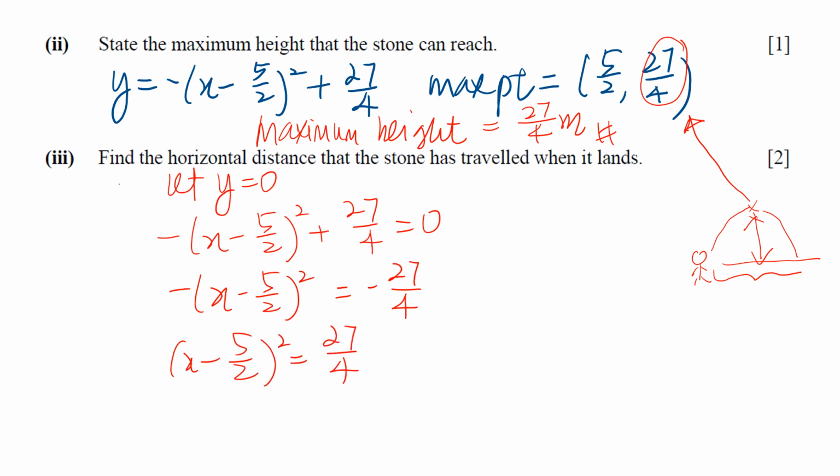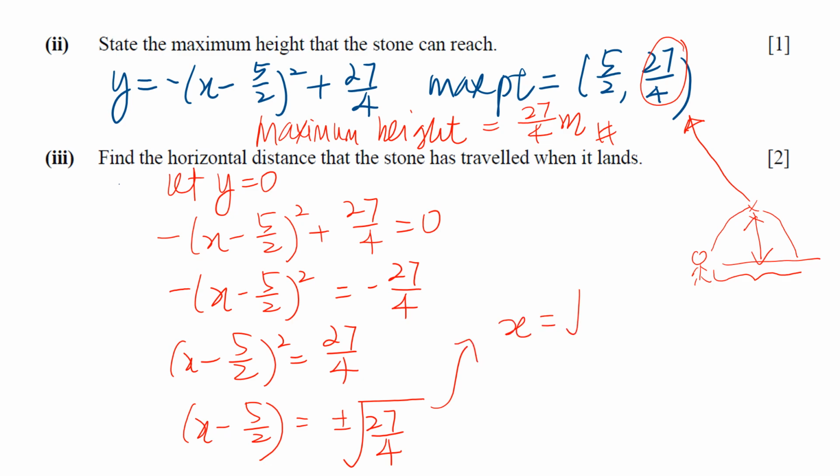Alright, so how do we do it? The opposite of square is square root. So it's possible to get two answers, one positive, one negative. Your first value will be x equals positive square root of 27 over 4, plus 5 over 2. The second answer will be negative. Okay, so work out the answer.